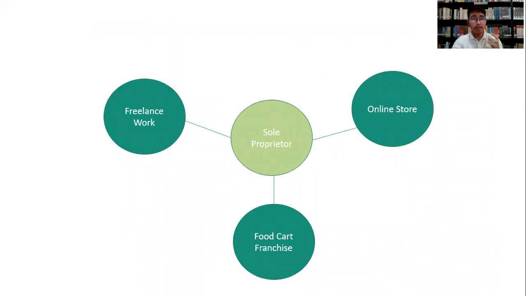So usually, sabi nga, a sole proprietor is owned and operated by one individual. So first, we have the online store. Okay, usually, sole proprietorships engage in online selling. Okay, we also have the food cart franchise. We also have the freelance worker. Okay, so when we say freelance work, example po nito is the photography, the tutor, and etc. Okay, so yan po yung example ng sole proprietor, which is owned and operated by one individual.